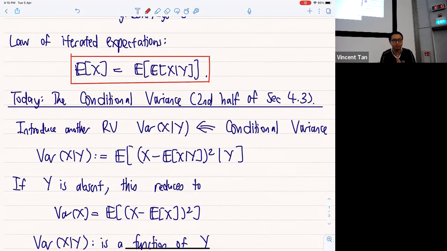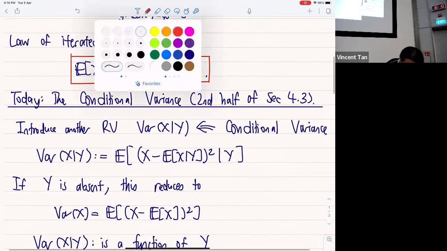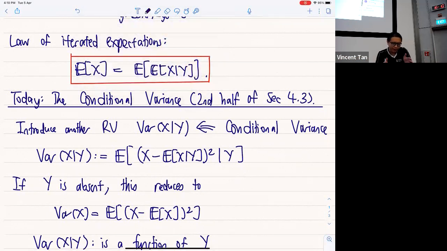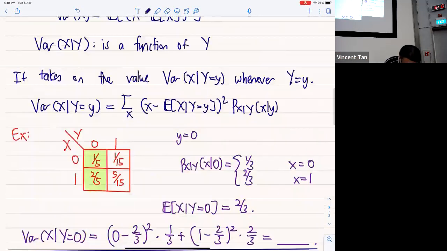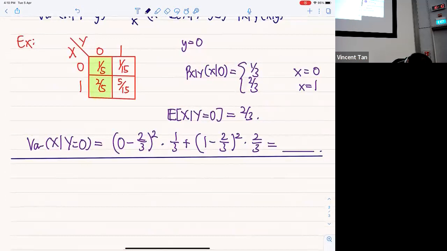I talked about it last time, so go and review the video if you do not know what I'm talking about. Okay, so whenever we have something to do with conditional expectation, you would expect that we will have something to do with conditional variance as well, right? So here is the next result, which is the essence of the second half of section 4.3, law of total variance.